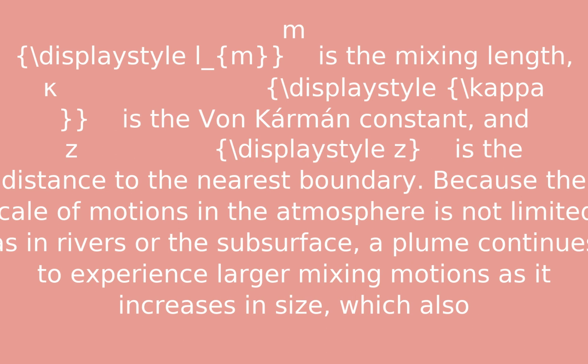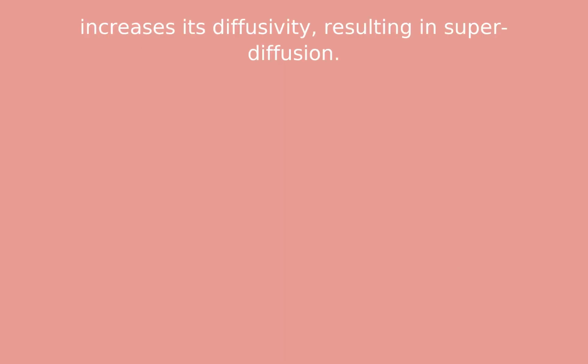Because the scale of motions in the atmosphere is not limited, as in rivers or the subsurface, a plume continues to experience larger mixing motions as it increases in size, which also increases its diffusivity, resulting in superdiffusion.